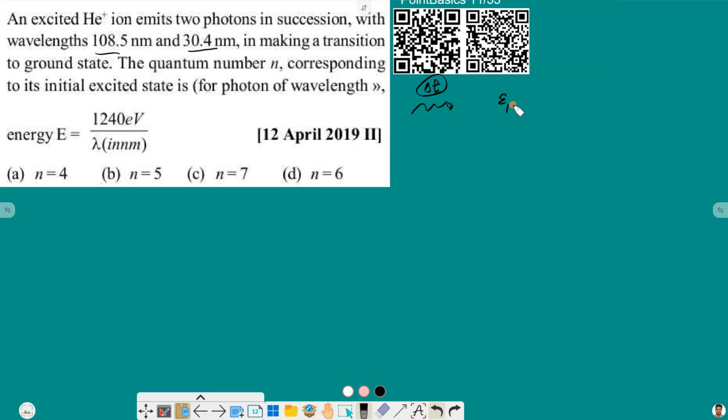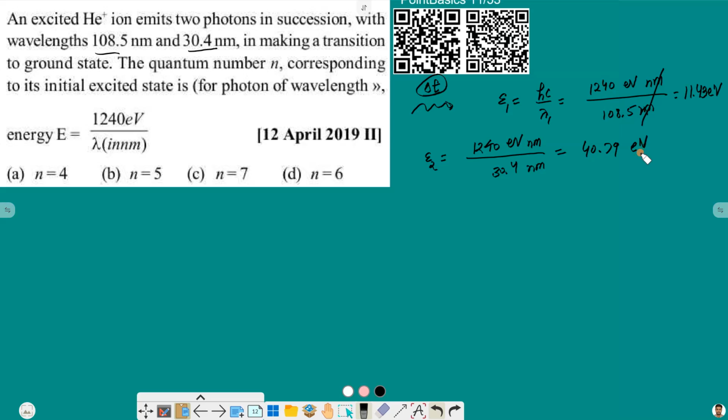So we can say E1 will be equal to hc by lambda 1, and that will be 1240 electron volt nanometer divided by 108.5 nanometer. Nanometer gets cancelled, and our energy is 11.43 electron volt. Similarly for E2, that will be 1240 electron volt nanometer divided by 30.4 nanometer, and from this we will get 40.79 electron volt.